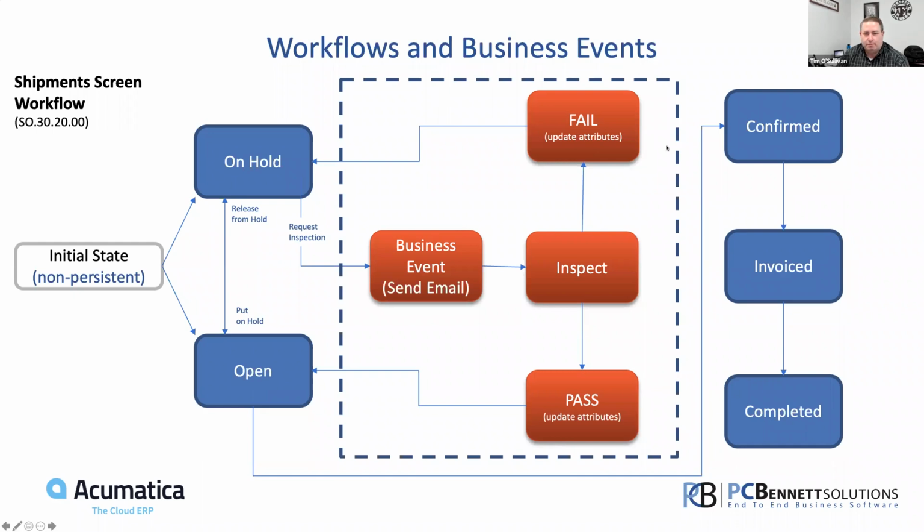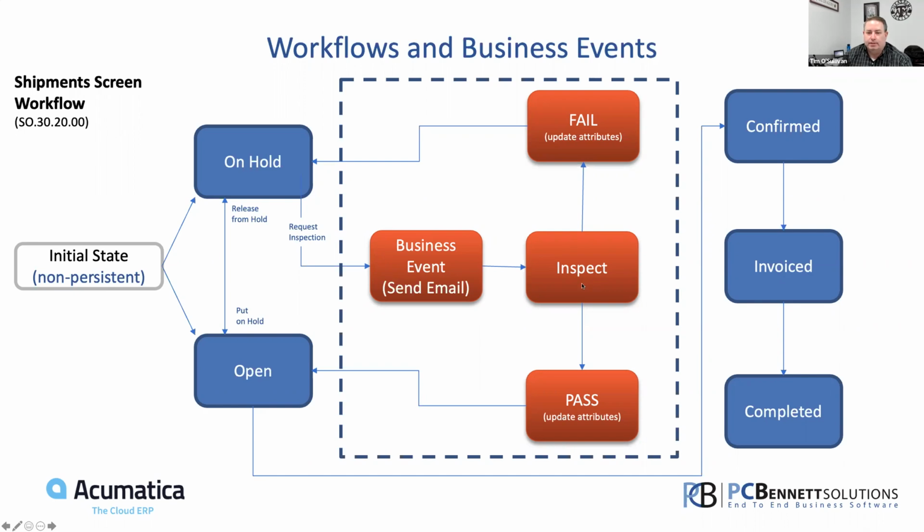So in this dashed box, this is the piece that we're going to add into our shipments screen workflow. Our initial state, a shipment can be either on hold or in an open state, and I can go between those two via the action menu currently, or even some of the elevated buttons. What we're going to do is create an inspection step so that when you click request inspection, either through the elevated button or in the action menu, it's going to fire a business event to send an email. And then we're going to go into that inspect workflow.